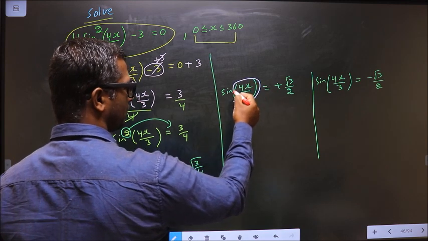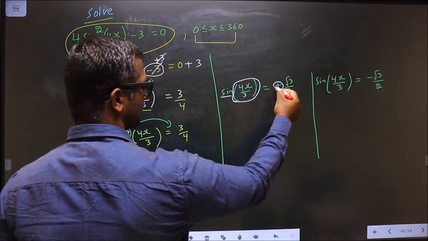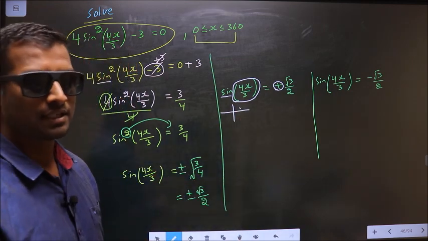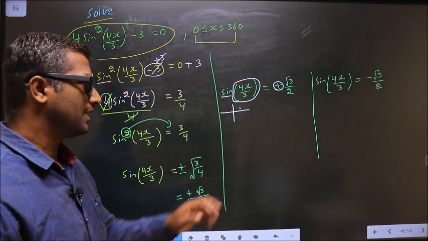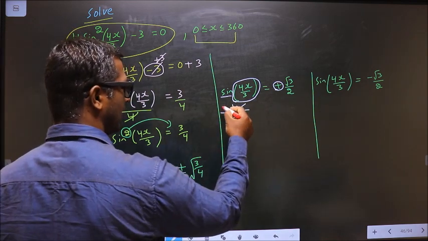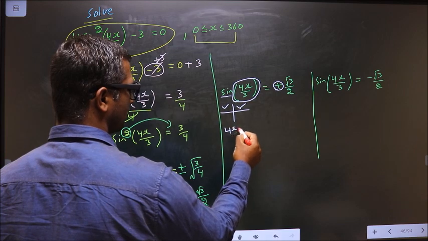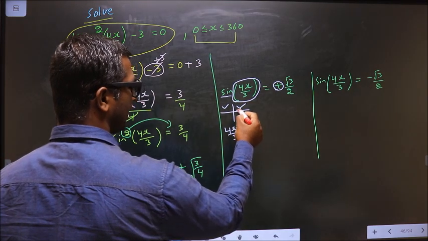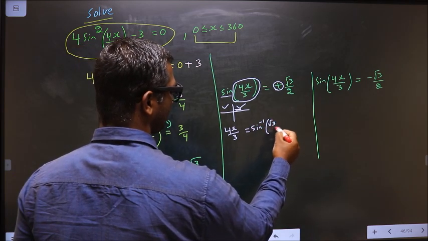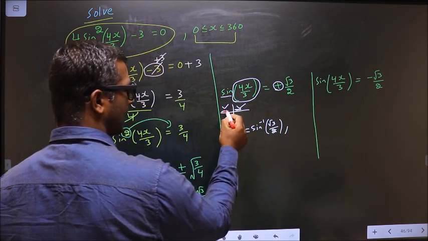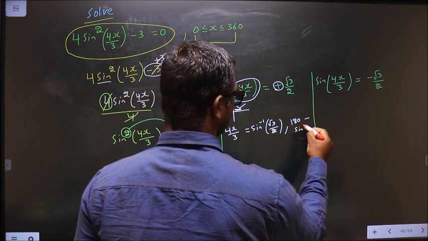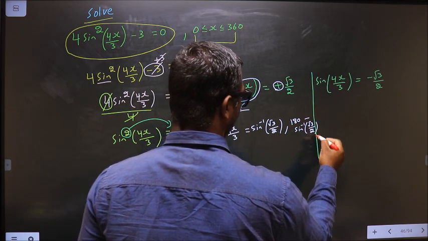Now to get the values for this, here it is sine and here it is positive. So now you should check in what all quadrants sine is positive. It is all silver teacups. So sine is positive in the first and in the second. So now 4x/3 equals, to get an angle in the first quadrant, we do directly sine inverse root 3 by 2. To get an angle in the second quadrant, we do 180 minus sine inverse root 3 by 2.